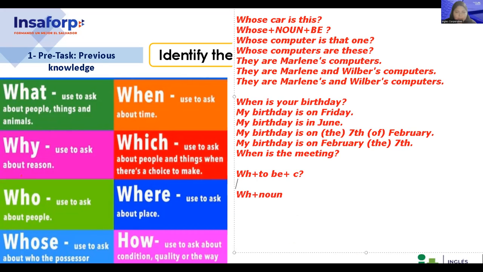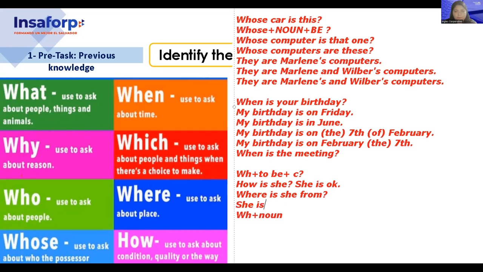So you can say, un estado, más bien, un estado. How is she? ¿Cómo está ella? Ah, she is okay. Está bien. Entonces recordamos ahí los usos del verbo to be. Para hablar de descripciones de personas, para hablar de fechas, para hablar de origen, por ejemplo. Y lo podemos comprobar con la siguiente double H question. Where is she from? ¿De dónde es ella? She's from Colombia, for example.